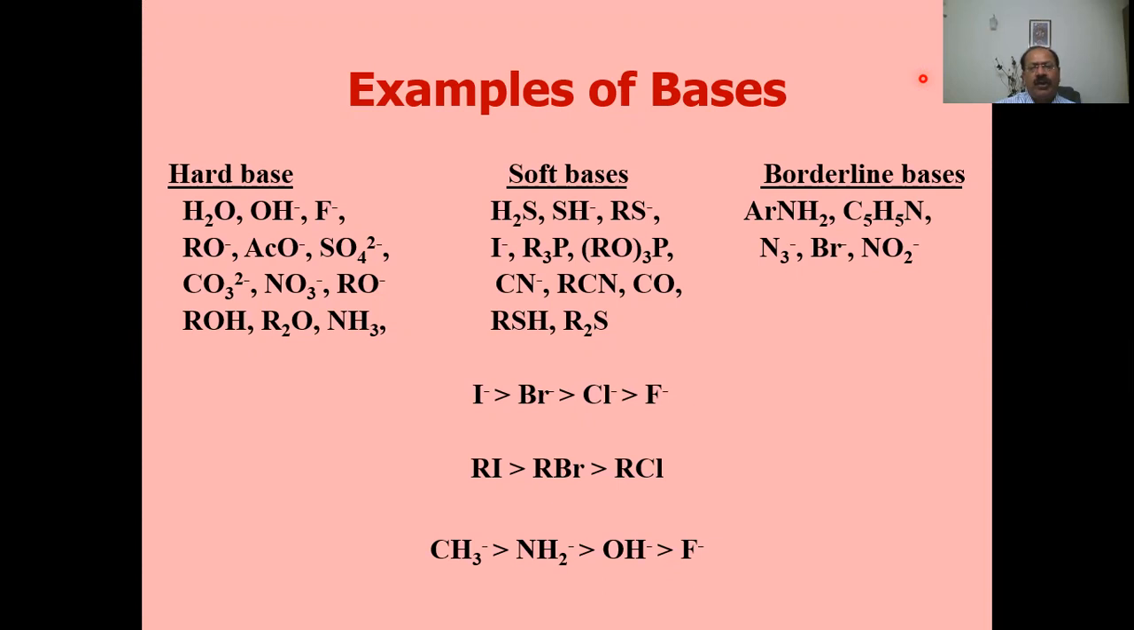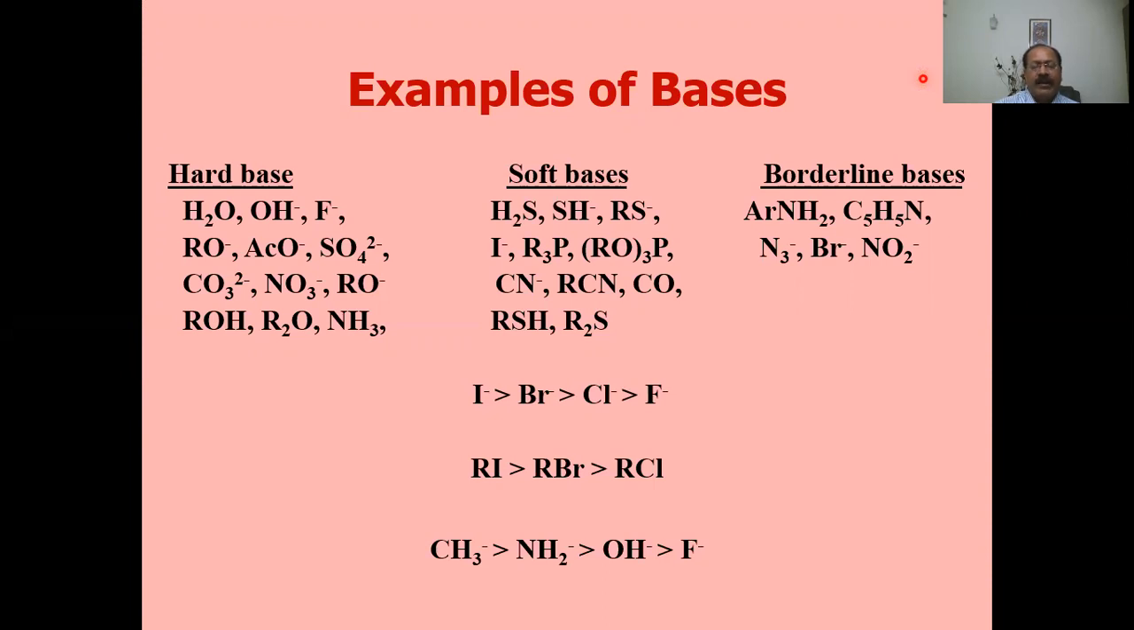So one can compare looking at different factors as we saw earlier. As we go down the group from fluorine to bromine to iodine, we know that the size increases as well as the electronegativity decreases. And therefore, in these anions, the charge density decreases and therefore the softness increases. In other words, hardness decreases.